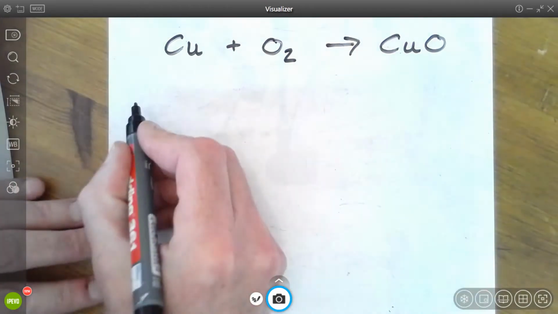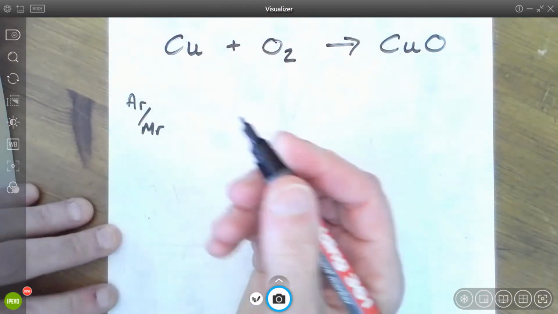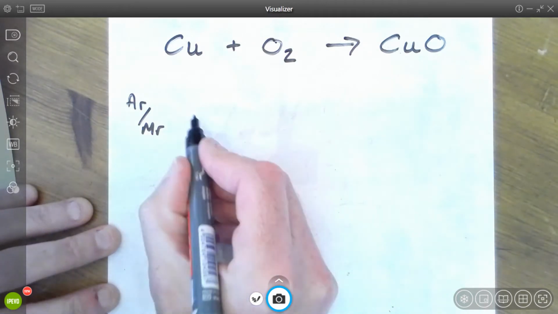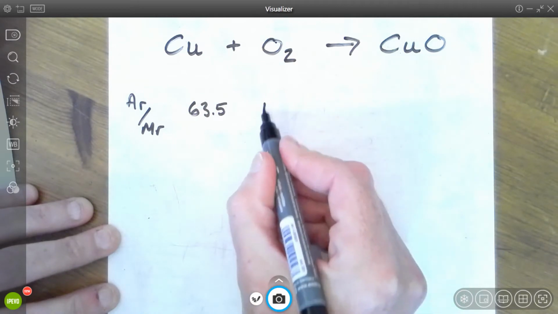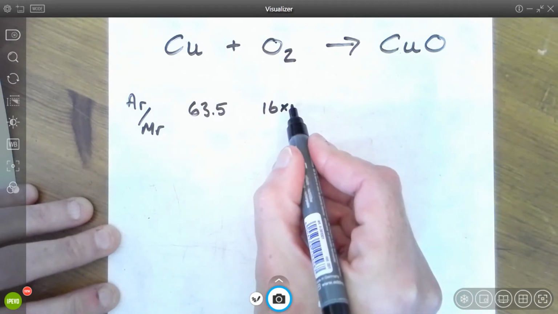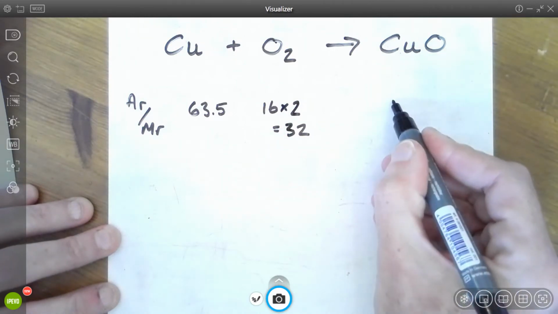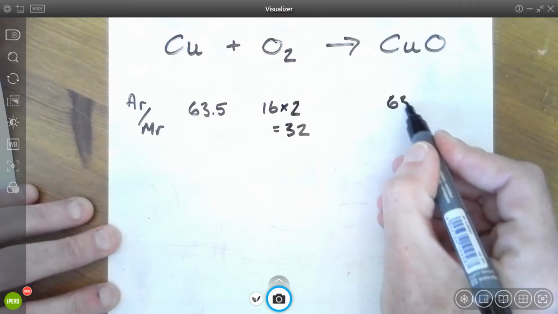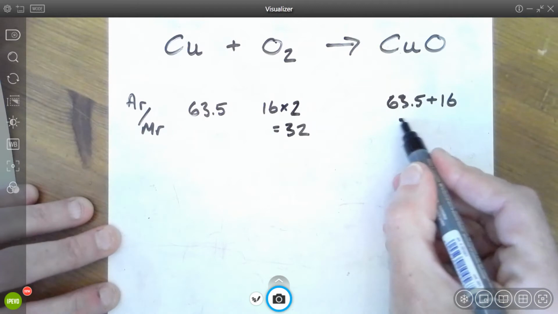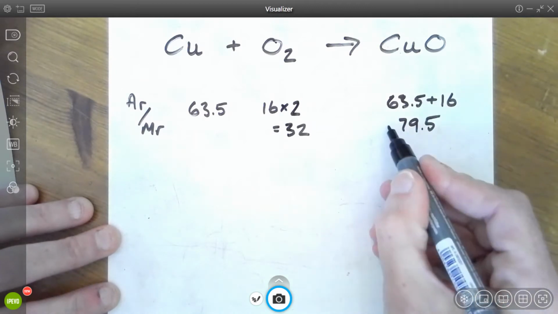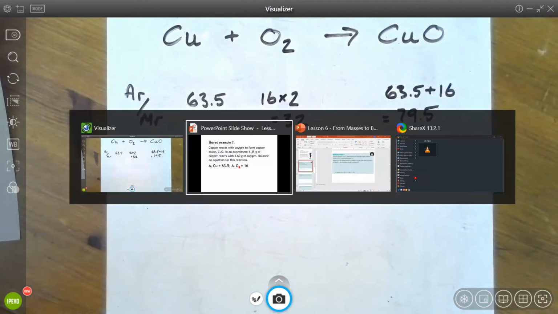Now, first of all, we are going to write down either the atomic mass or the relative formula mass. For this, we are already told it's 63.5. For this, we have 16 times 2 equals 32. And for this one, we simply have 63.5 plus 16, which gives us 79.5 for copper oxide. Okay, let's go back to the question.